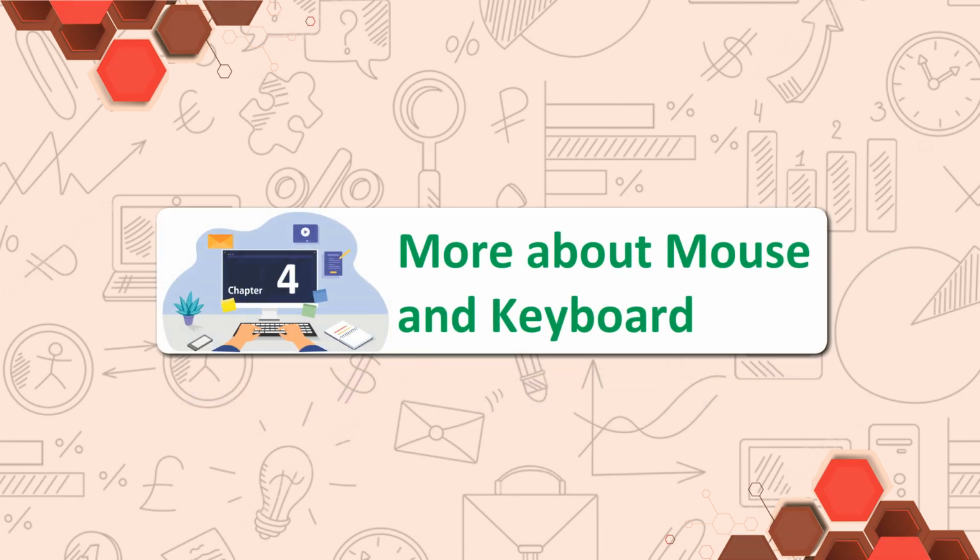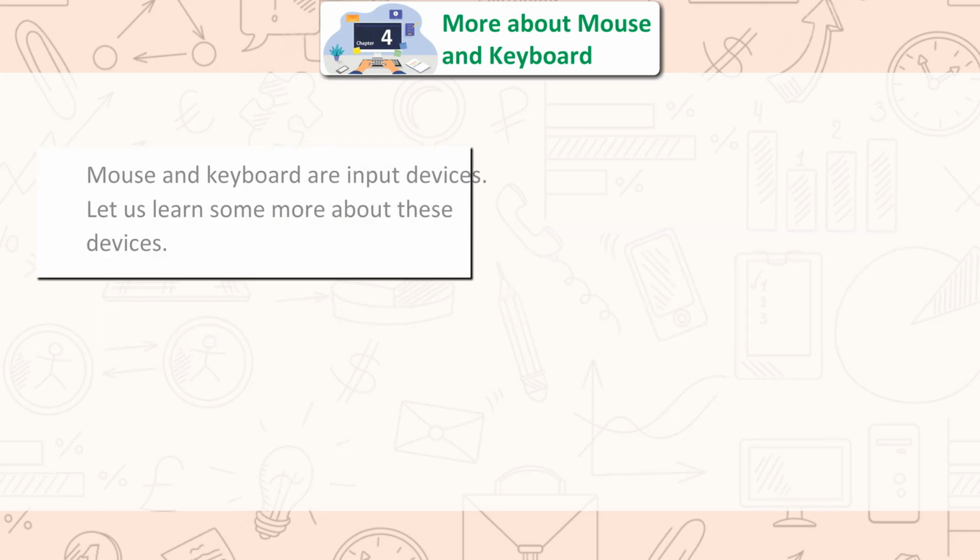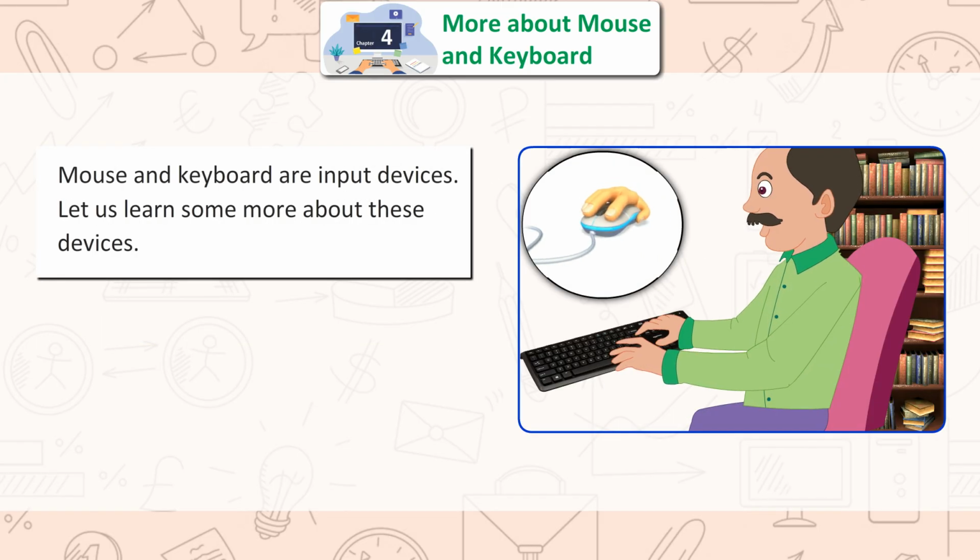Chapter 4: More about Mouse and Keyboard. Learning Outcomes: mouse, parts of a mouse, mouse controls, keyboard, types of keys. Mouse and keyboard are input devices. Let us learn some more about these devices.